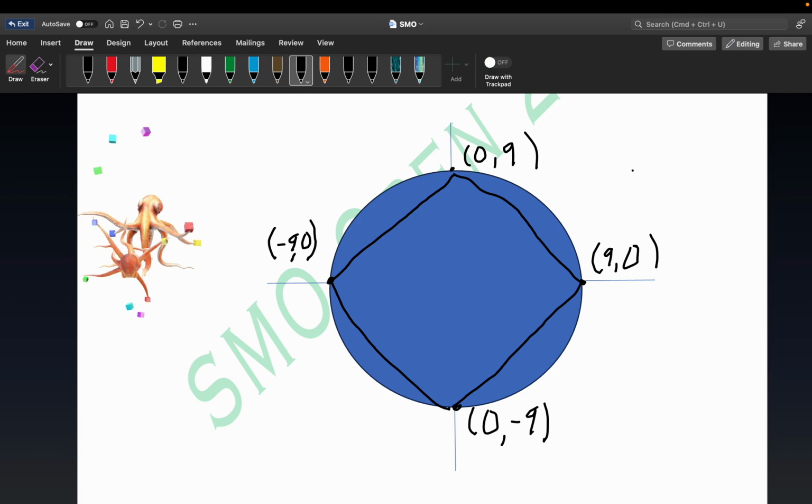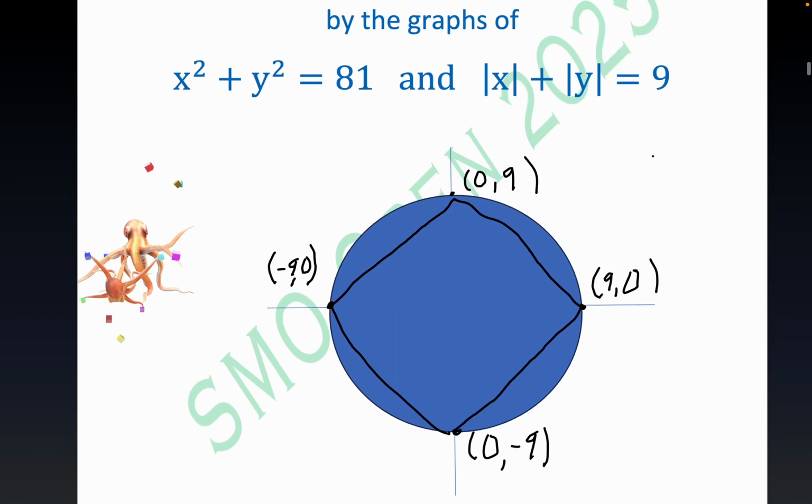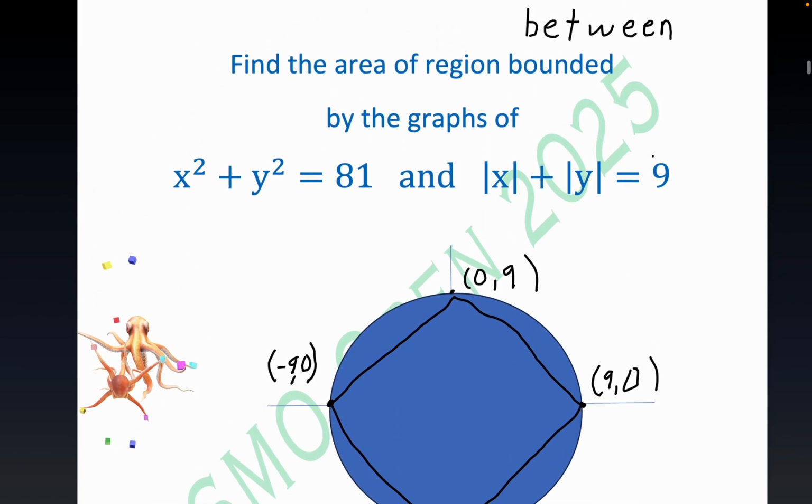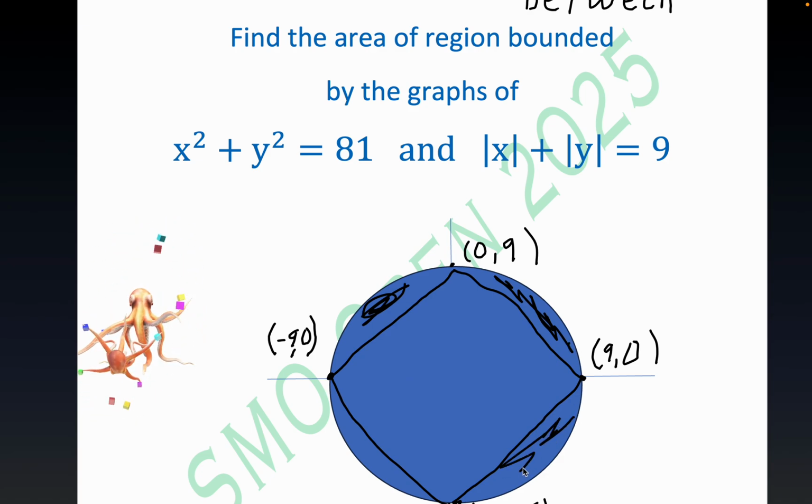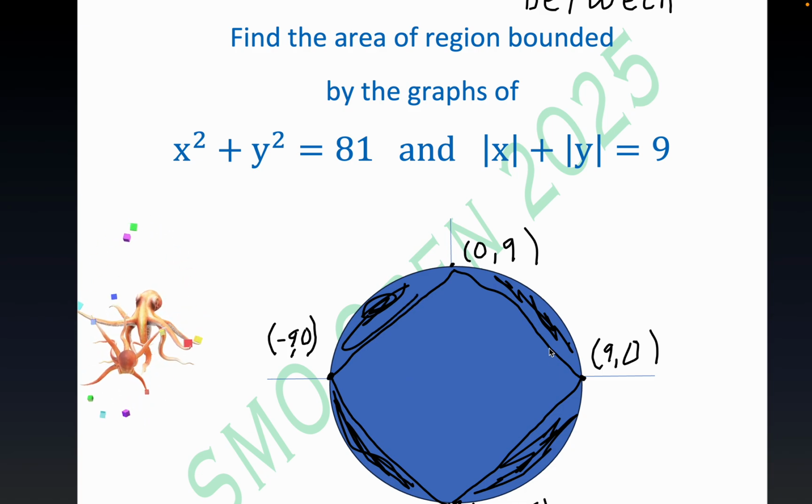Now, the region that they're talking about, and I think it's fairly natural to assume it's between or bounded. So we're looking at all of this right here. I'm not going to shade the whole thing in, but we're looking at the area that's outside of the square, but inside the circle. So we're looking for this so-called shaded region here, okay?